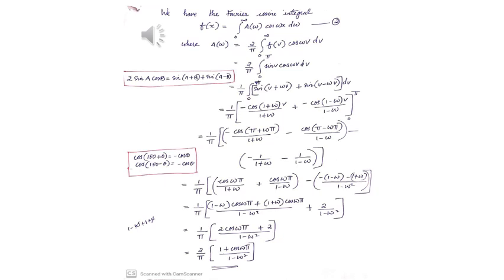now take the LCM of the lower limit. You will get the final as 2 by 1 minus omega square, which is in the seventh step. Now after simplifying and all, you will get the final answer as 2 by pi into 1 plus cos omega pi divided by 1 minus omega square.